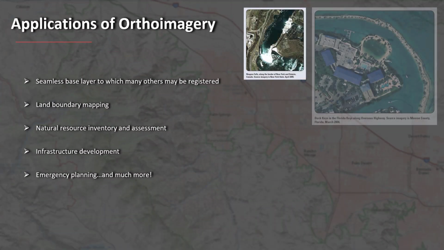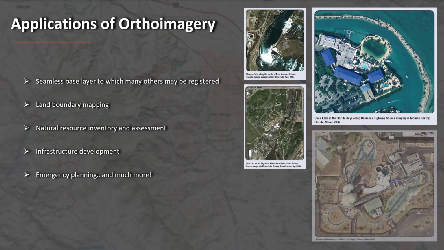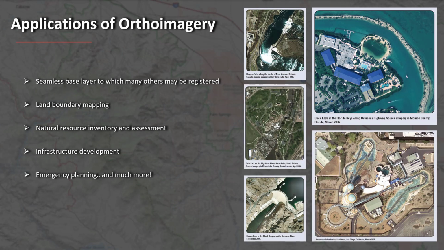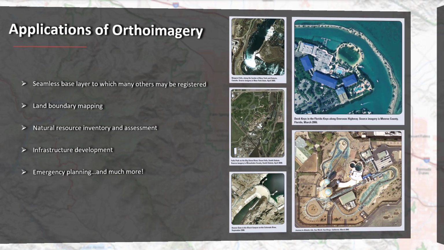Orthoimagery is easily mosaicked to create images of larger areas, so it often serves as a seamless base map layer to which many other layers are registered. Orthoimagery also supports various geographic information analyses and mapping applications, such as the creation and maintenance of land boundaries, natural resources inventory and assessment, infrastructure development, emergency planning, and much more.